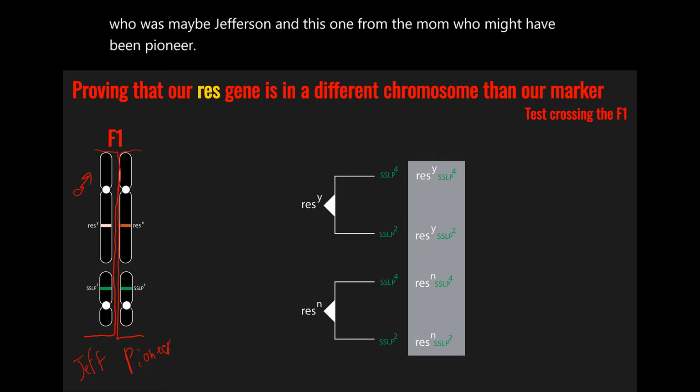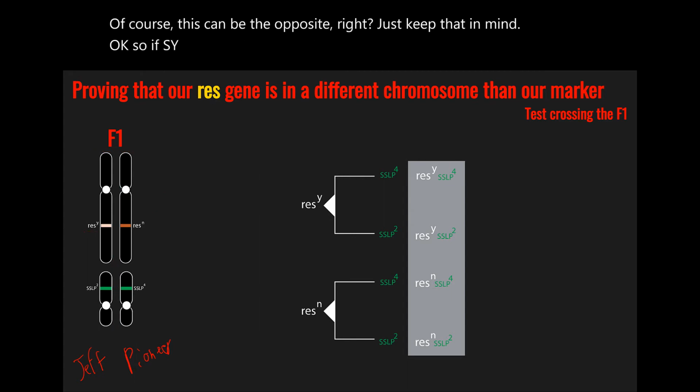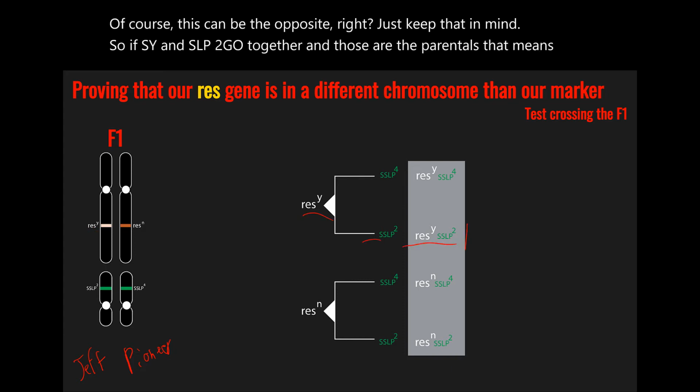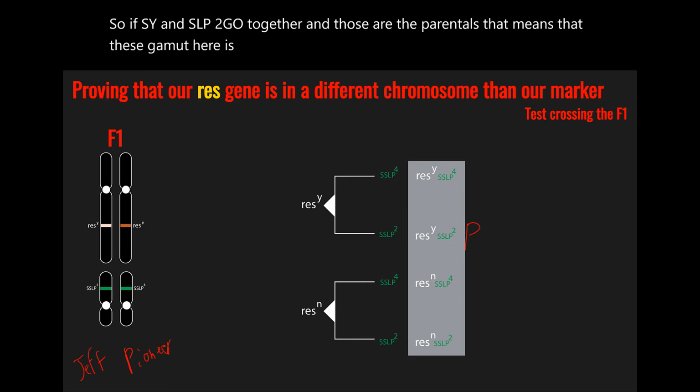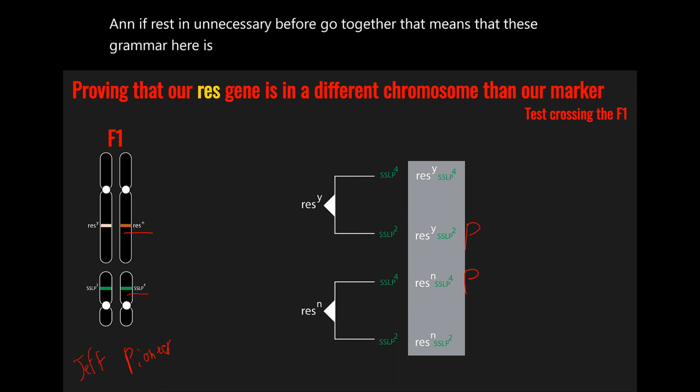Of course, this can be the opposite, right? Just keep that in mind. Okay, so if Res-Y and SSLP2 go together, and those are the parentals, that means that this gamete here is parental. And if Res-N and SSLP4 go together, that means that this gamete here is also parental, which means that the other 2 must be recombinants.